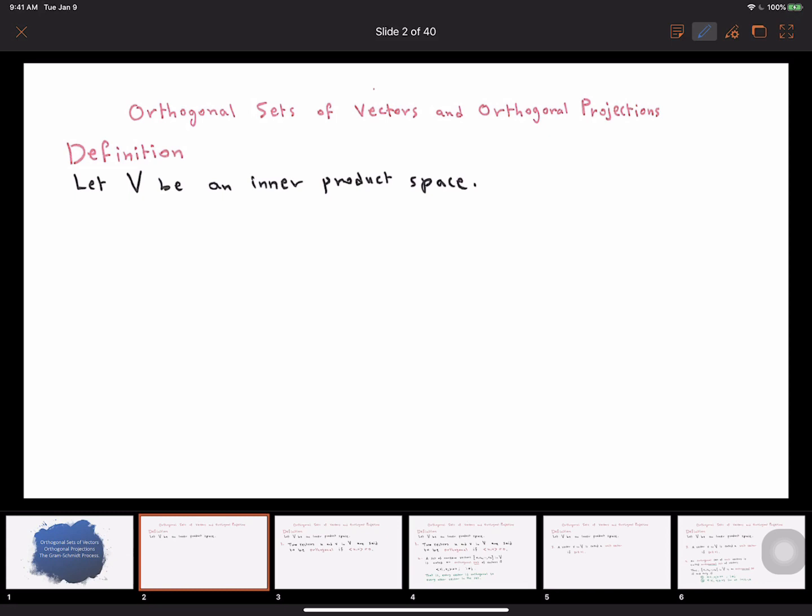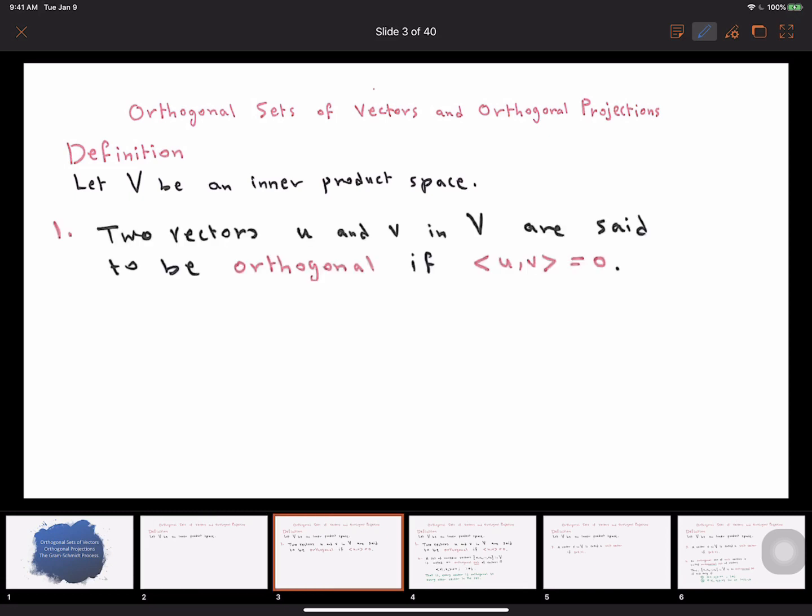Definition. Let V be an inner product space. Two vectors u and v in the vector space V are said to be orthogonal if the inner product between u and v is 0. Remember this from the dot product in vector calculus.